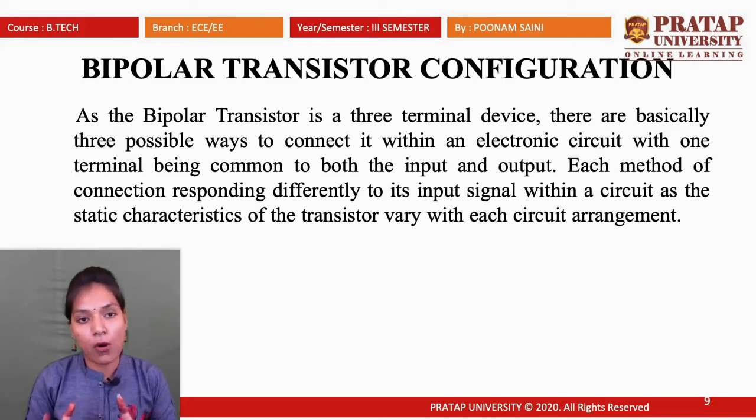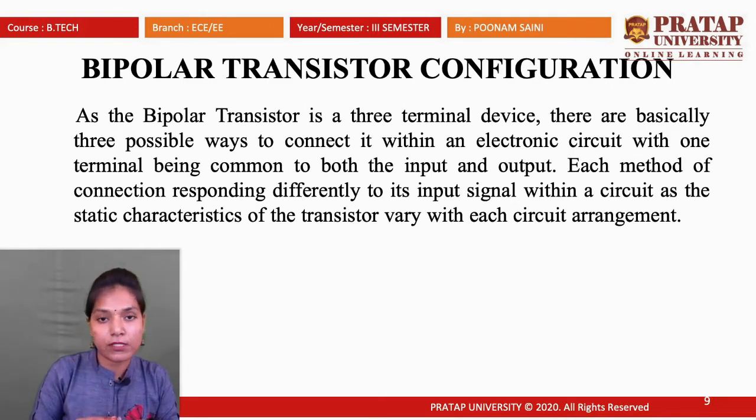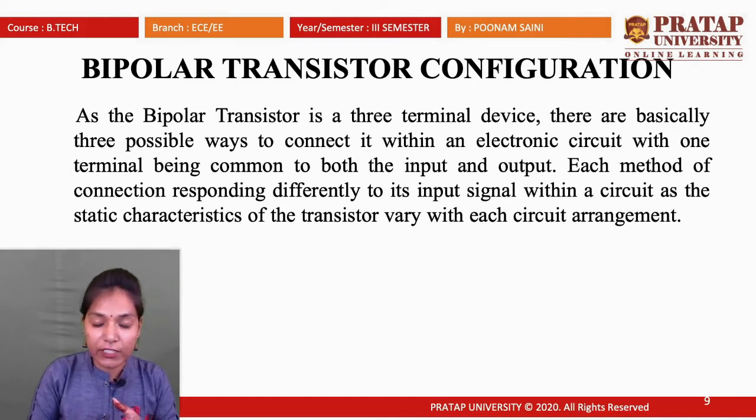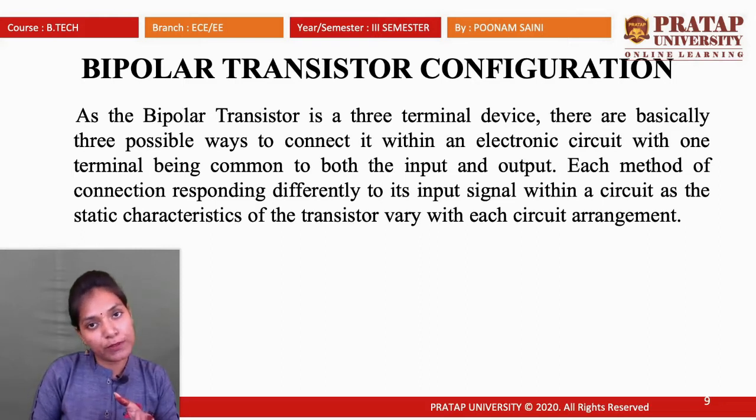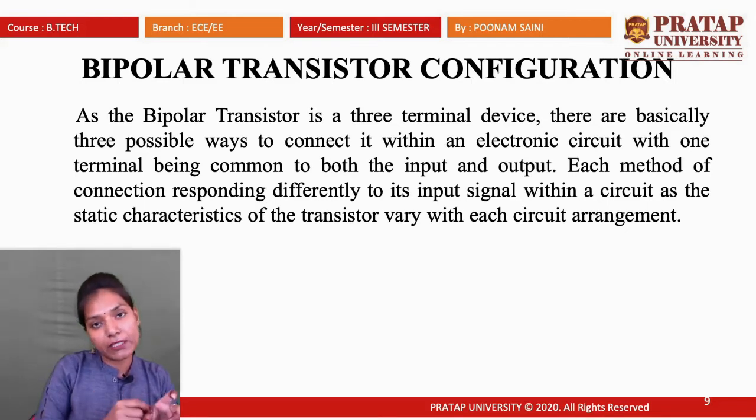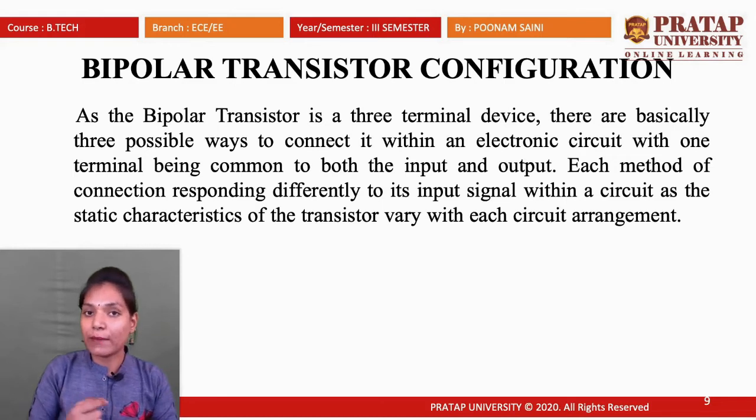So now what is the meaning of that word common? There are three terminal devices. First terminal is emitter, second is base, third is collector. For input purpose we need two terminals, and for output purpose we also need two terminals. For input we use emitter and base, and for output we use emitter and collector. So emitter is common in input as well as in output. So this is called common emitter configuration. Common emitter configuration is the widely used configuration in the transistor, and this configuration is used in the amplification process.